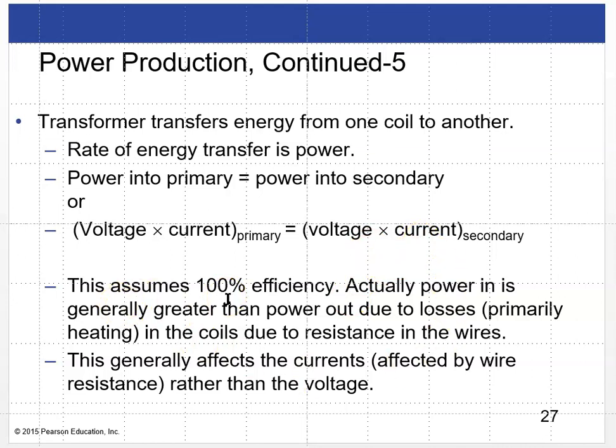Actually, the power in the input is generally greater than the power out due to losses. Where do the losses come from? Primarily heating in the coils due to resistance in the wires. This will affect the current outputs rather than the voltage.